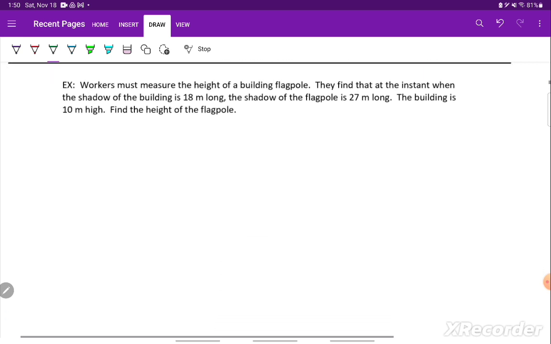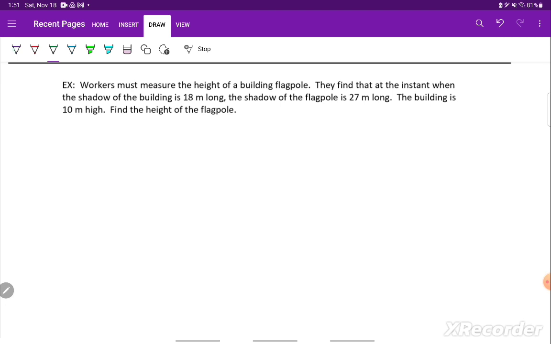Our last example for similar triangles is an application. Workers must measure the height of a building flagpole. They find that at the instant when the shadow of the building is 18 meters long, the shadow of the flagpole is 27 meters long. The building is 10 meters high. We want to find the height of the flagpole.